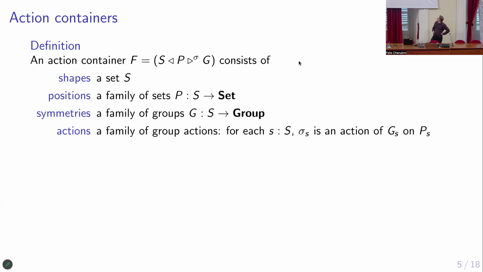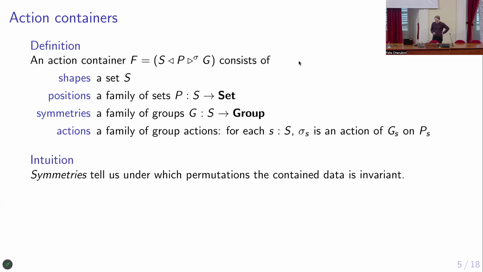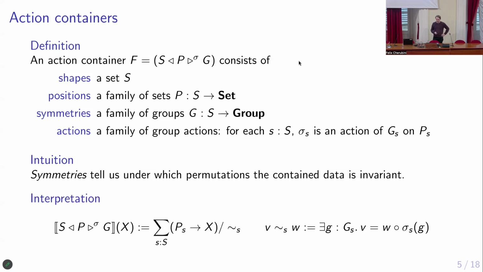So that's what an action container is. And the symmetries of these things tell us under which permutation the data that is contained in the container is invariant. And this thing also comes with an interpretation, similar to what we did for the standard containers.